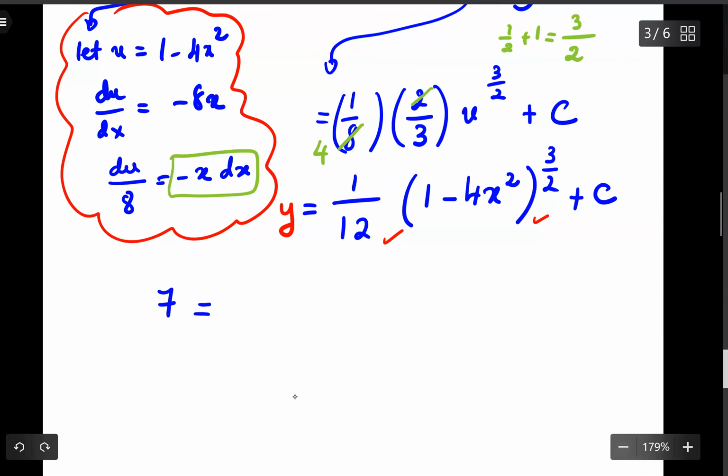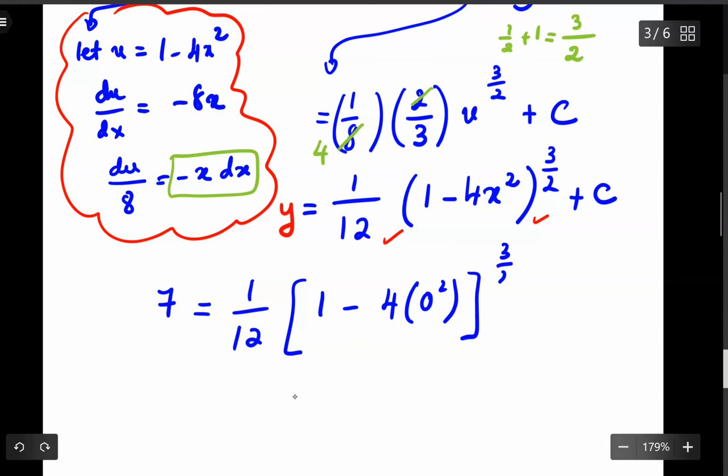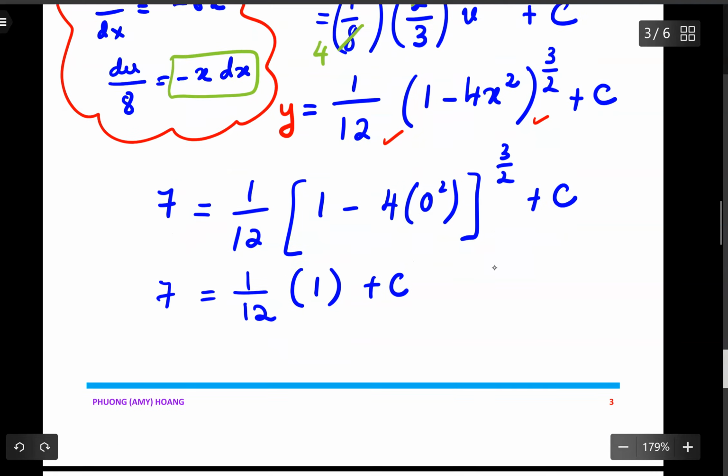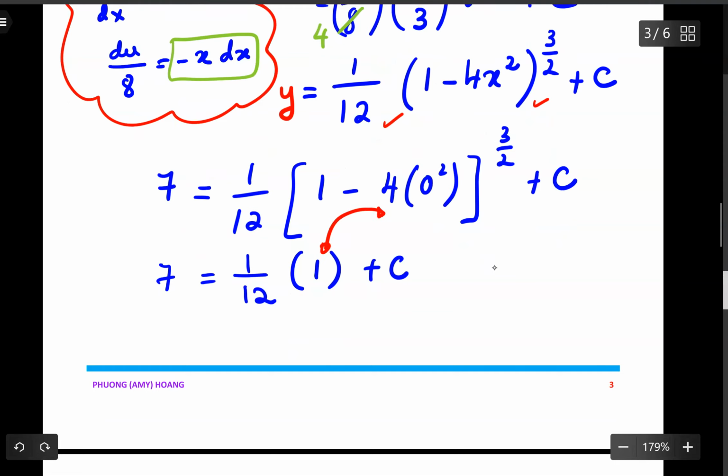So I can write it as 7 equals 1 over 12 times 1 minus 4 times 0 squared, all of this raised to exponent 3 over 2 plus c. I would like everyone to note this: 0 squared is 0, and 0 times 4 is also equal to 0. So you have 1 raised to the exponent 3 over 2. 1 raised to any exponent is equal to 1. So in this bracket, I should have 1 left. So this is 1 over 12 times 1 plus c. I just want to write 1 here so everyone will know that this entire expression inside the bracket is equal to 1.